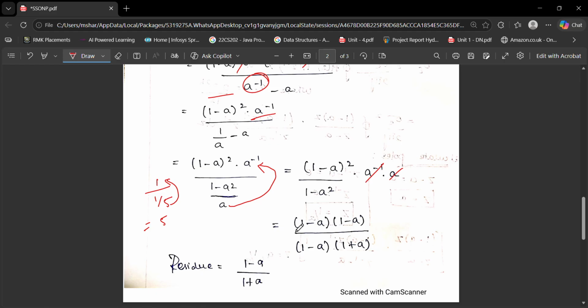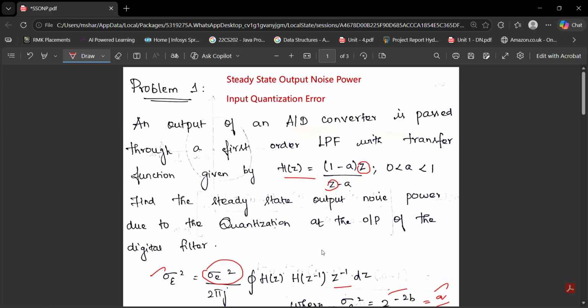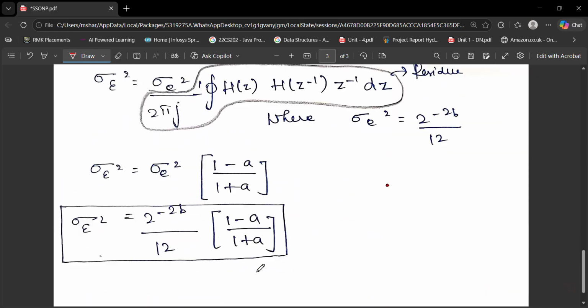Now this 1 minus a square can be expanded as 1 minus a into 1 minus a. This is in the form of a square minus b square, so the formula will be a plus b multiplied by a minus b. So it is 1 minus a into 1 plus a. Now if I cancel this 1 minus a, the remaining will be 1 minus a into 1 plus a.